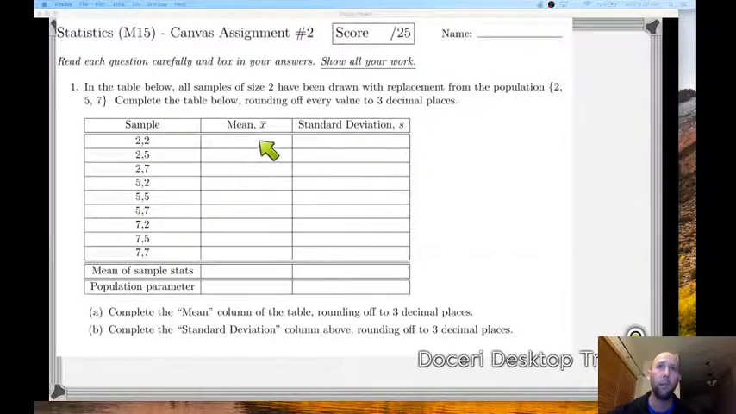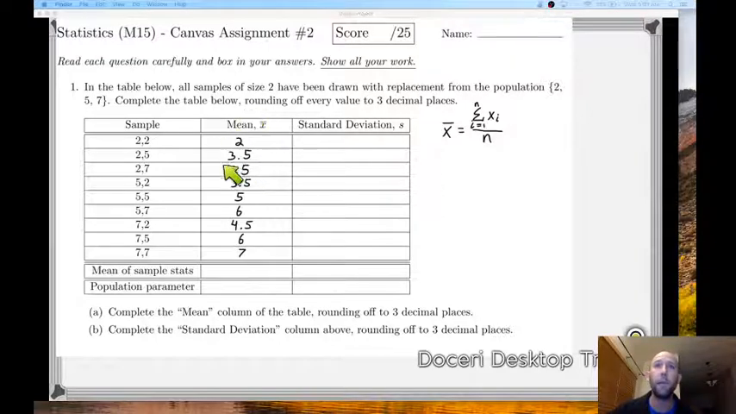And so let's go through and compute the sample mean x bar first. The sample mean x bar is found by taking the sum of all of the values and dividing by n, the number of values in there. For the first row, we've got 2 and 2, so 2 plus 2 is 4. 4 divided by 2 gives us 2. Similarly, we've got 2 plus 5 gives us 7. Divide 7 by 2, and we get 3.5. So on and so forth, we can compute all of the means.